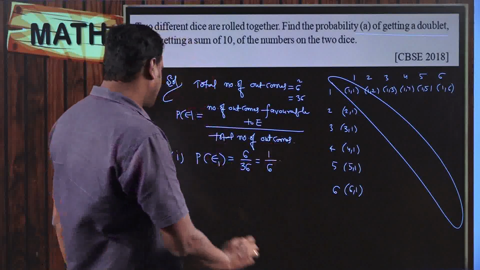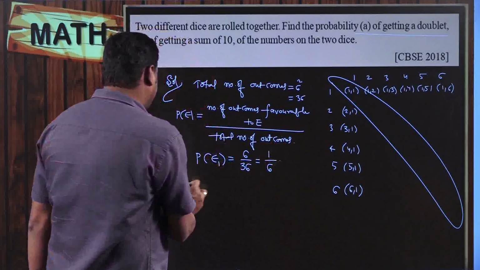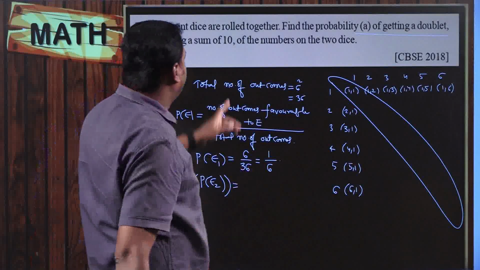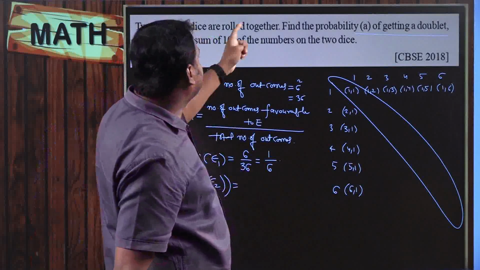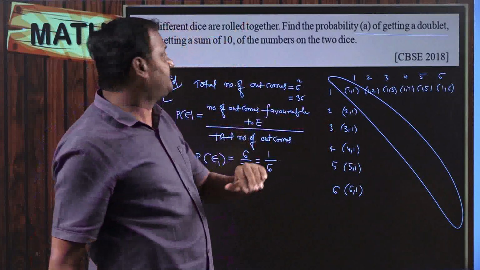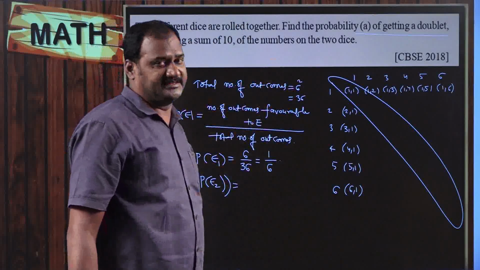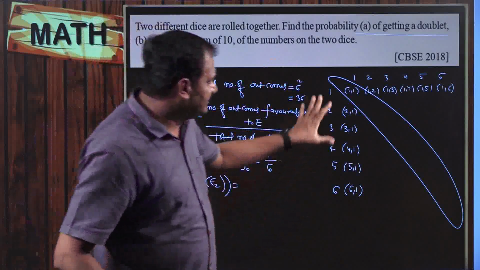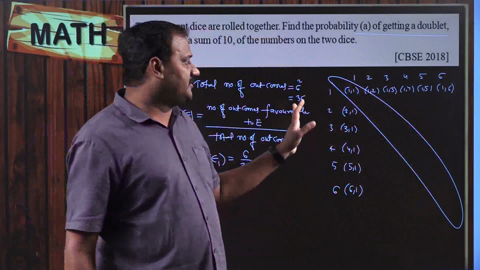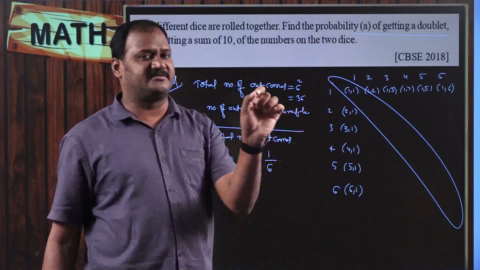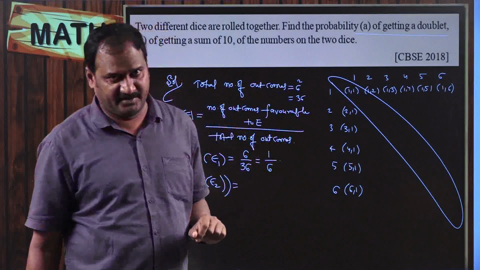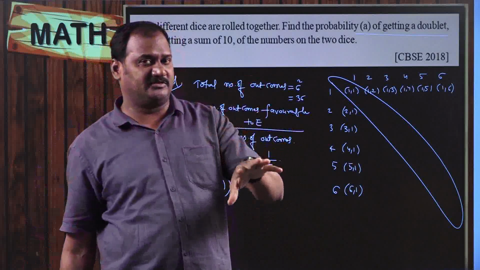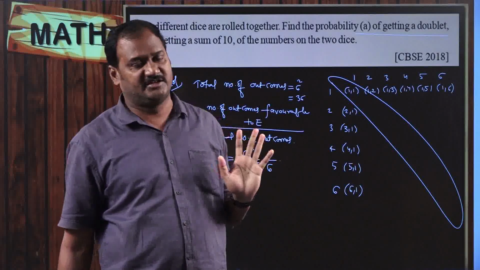As simple as that. And what is the second one? The second one is the probability of getting an event, that event being getting a sum of 10 of the numbers on the 2 dice. See here, we have the dice outcomes already. These are all the possibilities. Out of all these possibilities, you see the first number as well as the second number of one particular ordered pair, and wherever the sum of both the numbers is equal to 10, you will have to consider those possibilities.